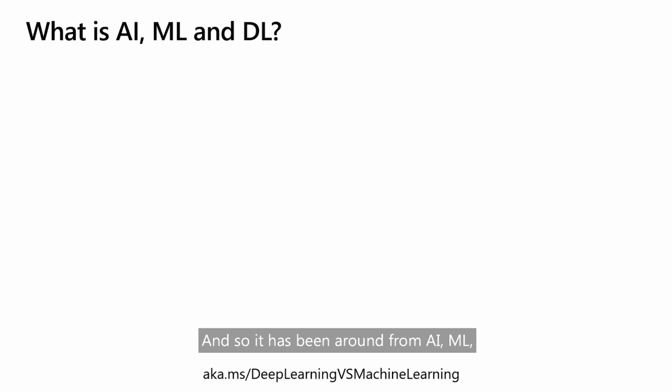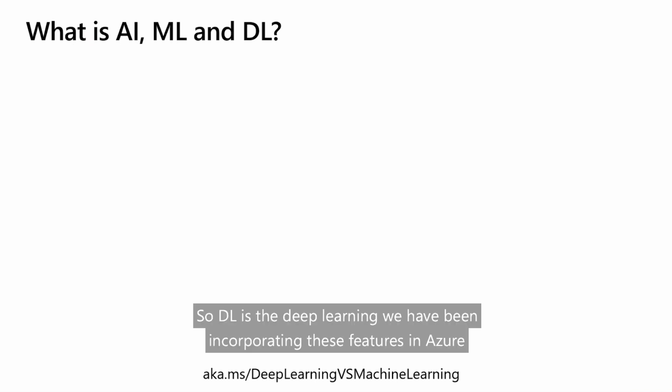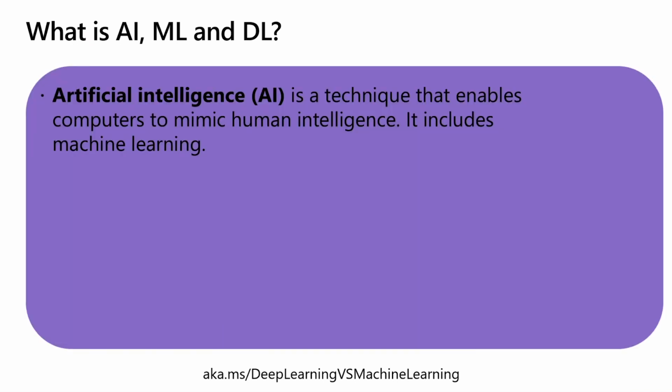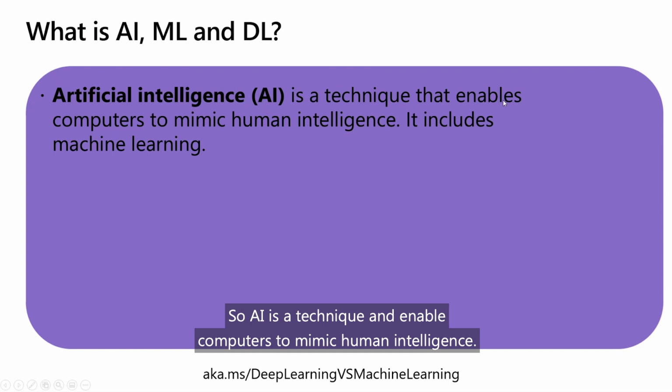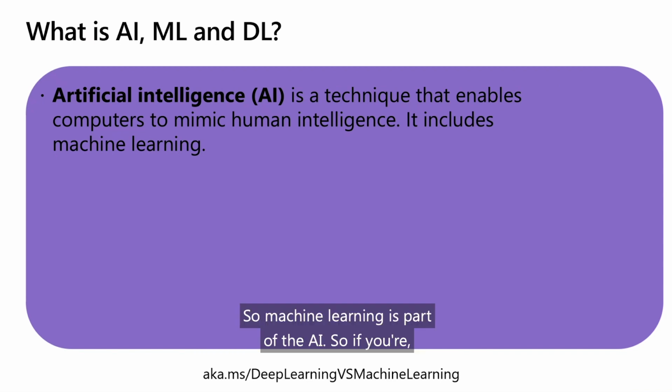And so it has been around from AI, ML, and DL. DL is deep learning. We have been incorporating these features in Azure services. So let's take a look at AI. AI is a technique that enables computers to mimic human intelligence. It is inclusive of machine learning. So machine learning is part of AI.